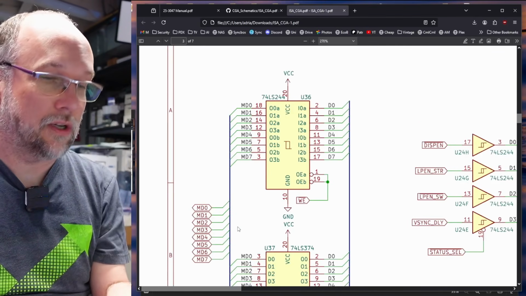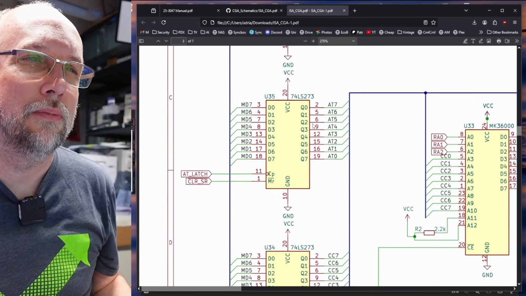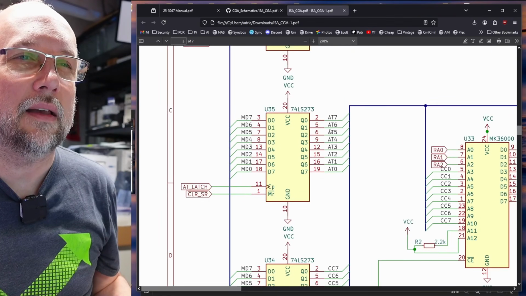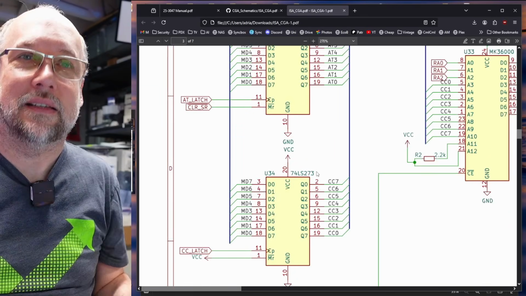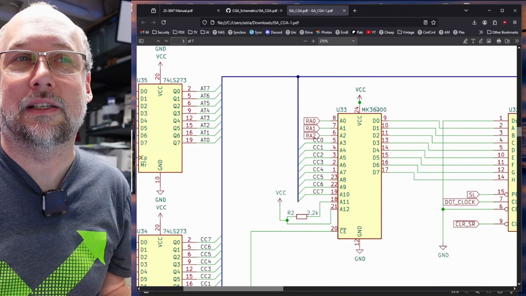So for whatever chips on this card handle this part of it, they're fine. And then we look down here, there's some more chips here. These 273s go to the CC and AT. I bet AT is attribute and CC is character. This is probably the text mode here. And yep, you can tell it is, because look at this.